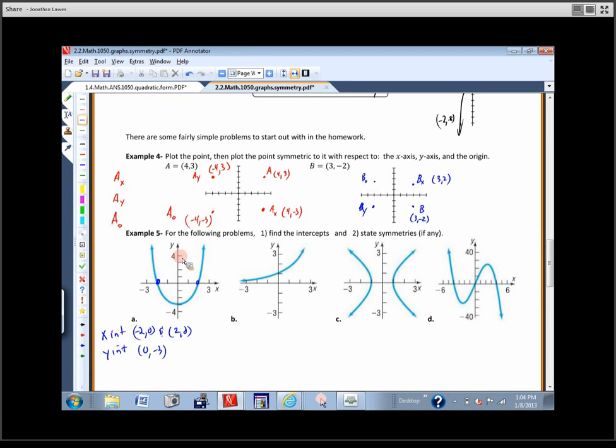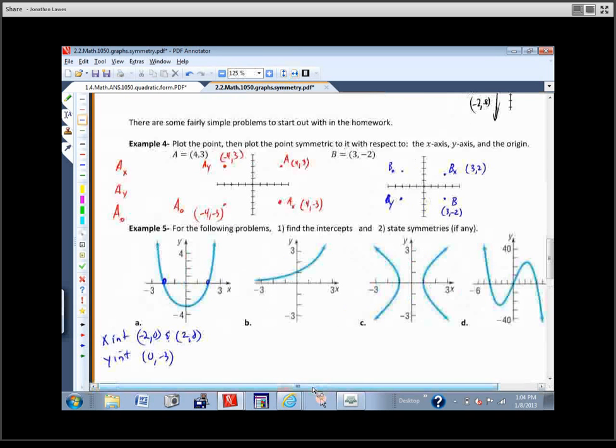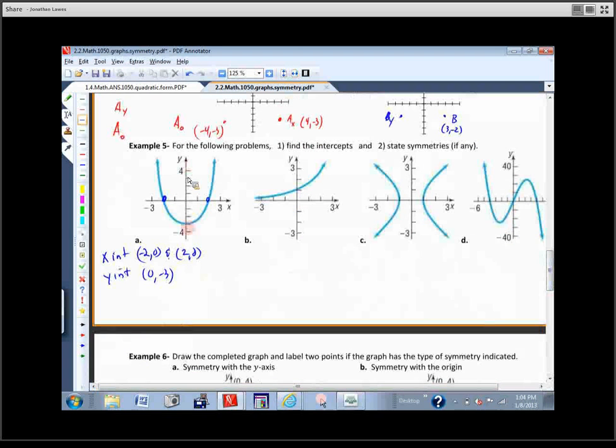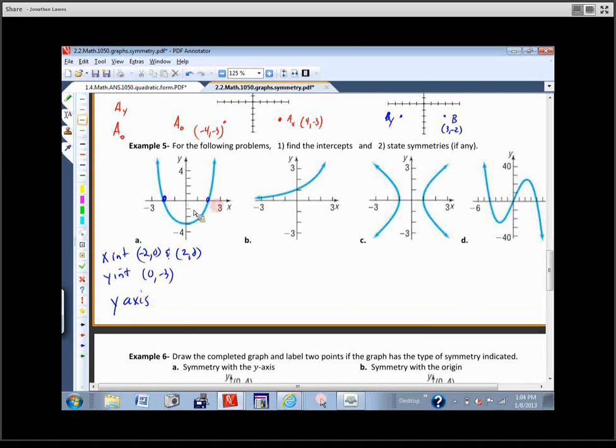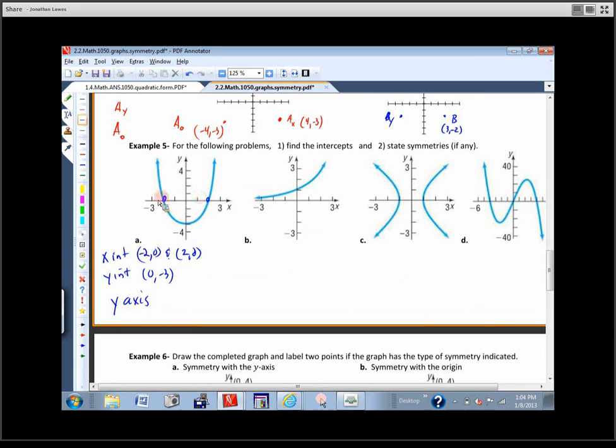And what type of symmetry or types of symmetry does this have? Does the right look the same as the left if you fold it along the y-axis? Yep, so we've got y-axis symmetry. What about with the x-axis? Does the top look the same as the bottom? Nope. What if I put my pencil right here and spun it 180 degrees? Does it look the same? Nope. So those are the answers. There are the intercepts, and it only has y-axis symmetry. Okay?